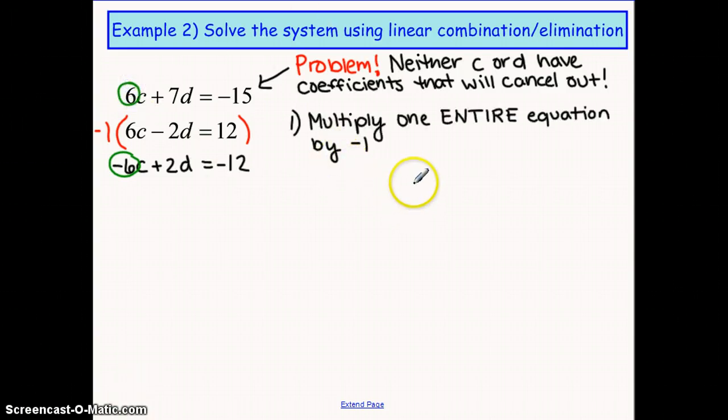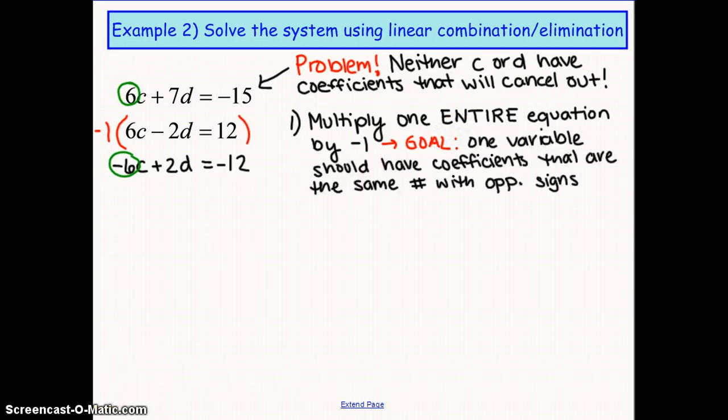So what we did here is we multiplied one entire equation by -1. And our goal when we do this is always going to be that one variable, so either the c or the d, will have coefficients that are the same number with opposite signs. And again, when I'm talking about the same number with opposite signs, I'm talking about like this 6 and -6 that are the coefficients on our c's.